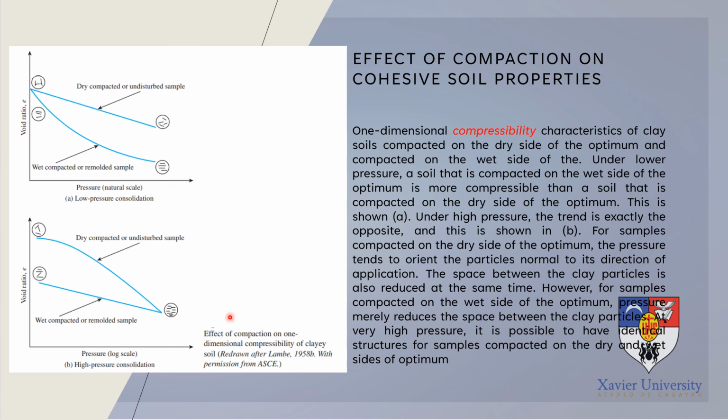So what it means is that on the dry side of the optimum moisture content, the moisture content is lower than our optimum moisture content, and the soil is less compressible than the soil containing moisture content higher than the optimum moisture content, or on the wet side of our optimum moisture content. So if you consider our optimum moisture content, the compressibility of our soil decreases.